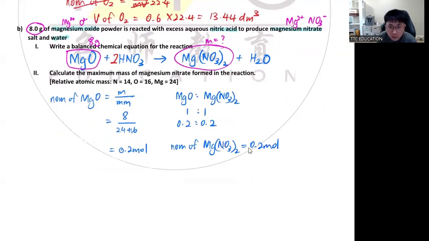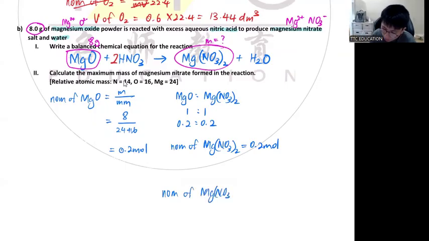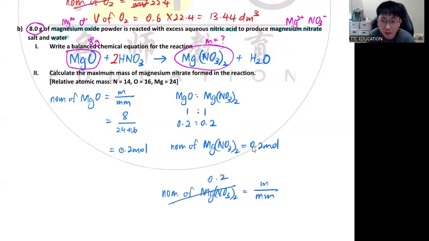Okay, once you have it, can you find mass? So we finally use number of moles of magnesium nitrate equals mass over molar mass. This is 0.2. But what's the molar mass of magnesium nitrate? That one you have to do separately.